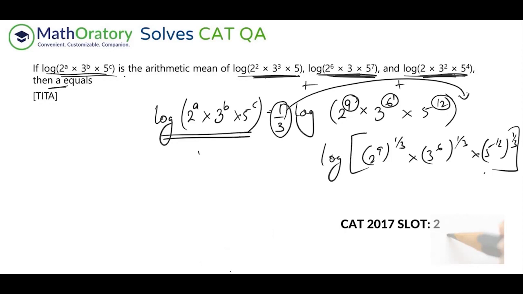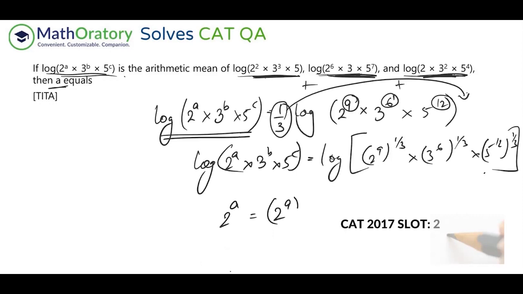Right. So if this is what we have, effectively just equate the powers of 2. That's it. So what you have is 2 to the power a is equal to 2 to the power 9 whole to the power 1 by 3, which is essentially 2 cube, right? So effectively a is equal to 3, and that will be the answer for this question. So you just needed to input 3 as the answer. It's a TITA question. So that's it for this question.